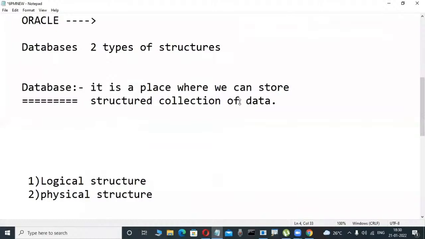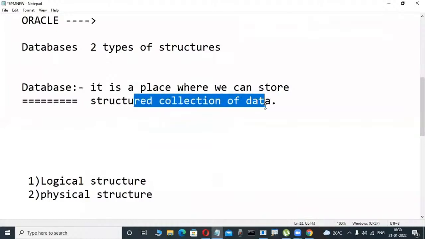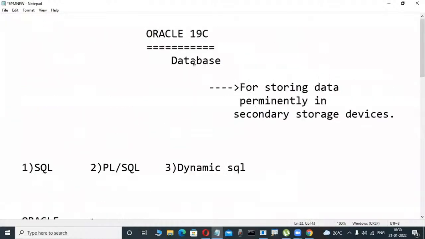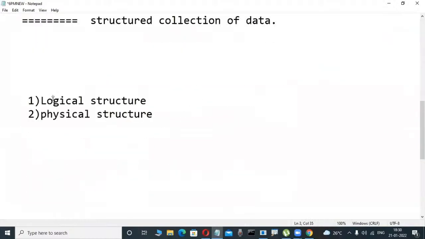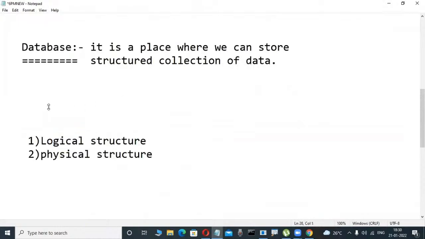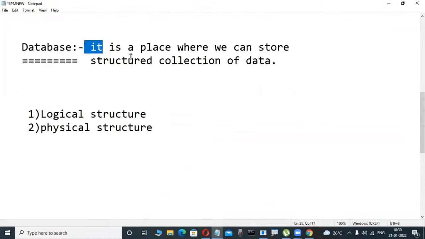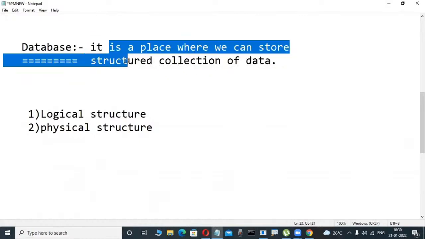In that place only, we can store a structured collection of data. Okay, fine. But whenever we are installing these types of software, two types of structures are there: one is the logical structure, another one is the physical structure. This definition I am not explaining today. You will understand it one of these days.